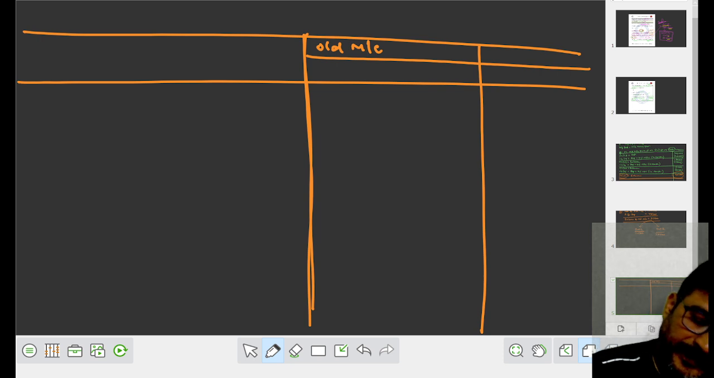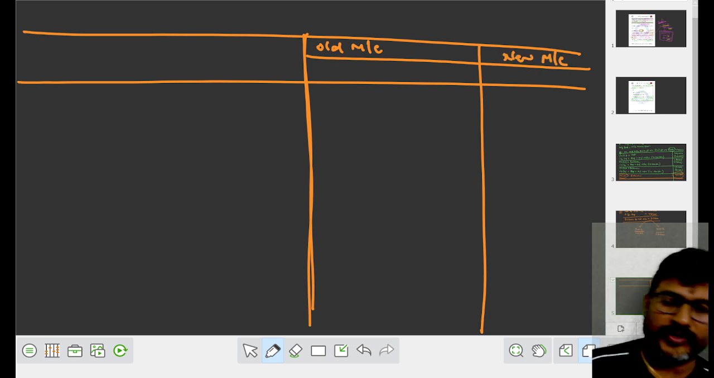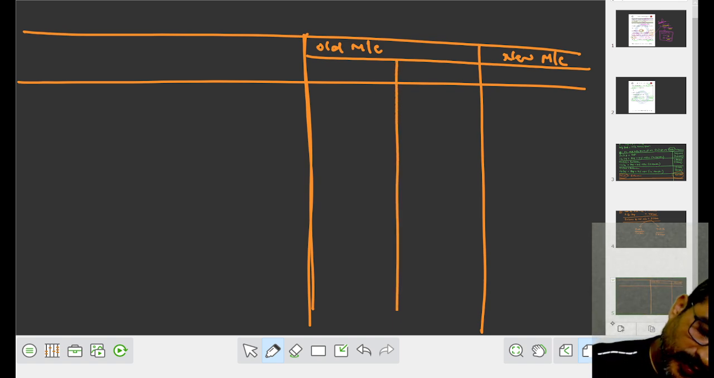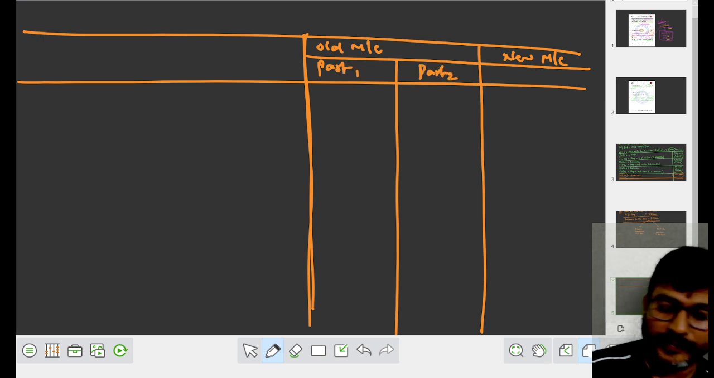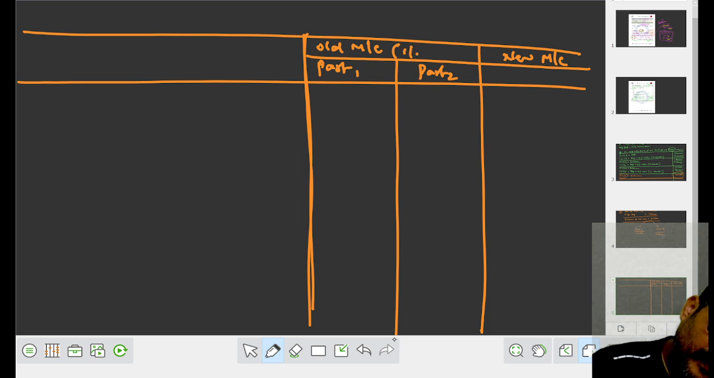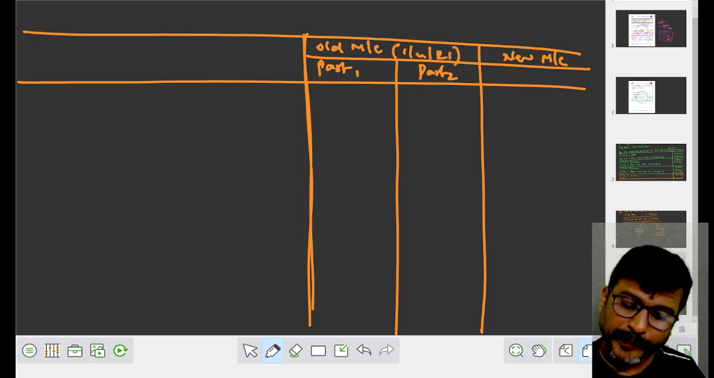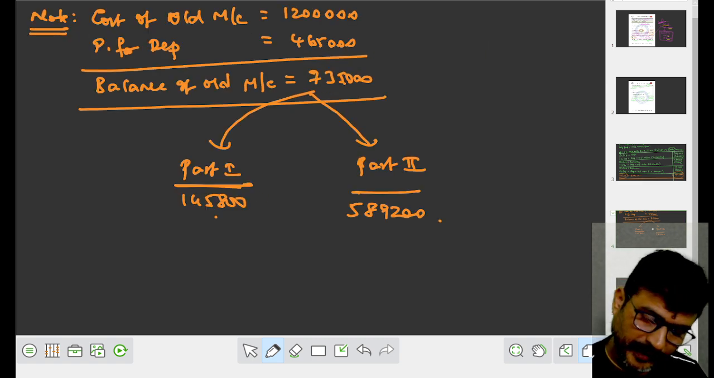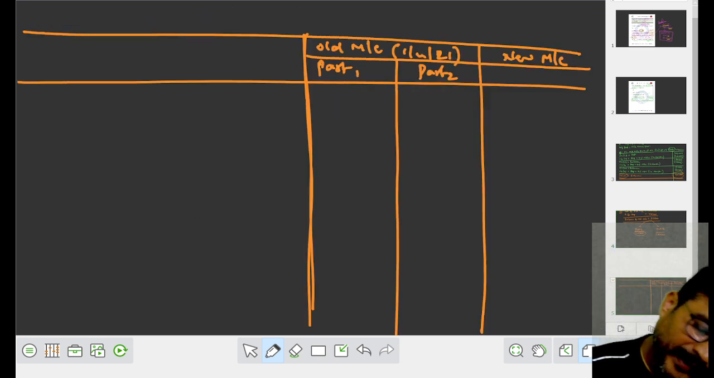Old machinery. This is about new machinery. Here I go for 2 sections, part 1 and part 2. Now, this is on what date? On 1st April 21. Okay, let me move on. What is the part 1 old machinery balance? 1,45,800.